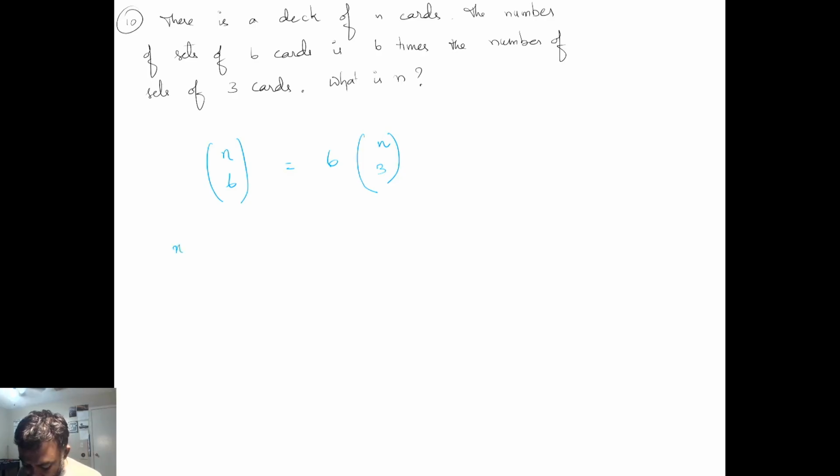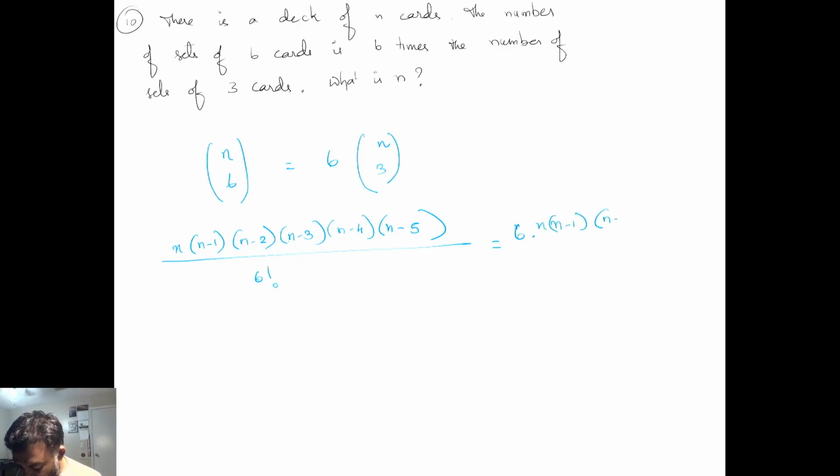This is n times n minus 1 times n minus 2 times n minus 3 times n minus 4 times n minus 5 divided by 6 factorial, is equal to 6 times n times n minus 1 times n minus 2 divided by 3 factorial. Correct. This 6 and 3 factorial can be thrown out of the window. n minus 1, n minus 2 can be thrown out of the window. So what you get? You have n minus 3 times n minus 4 times n minus 5 is equal to 6 factorial.